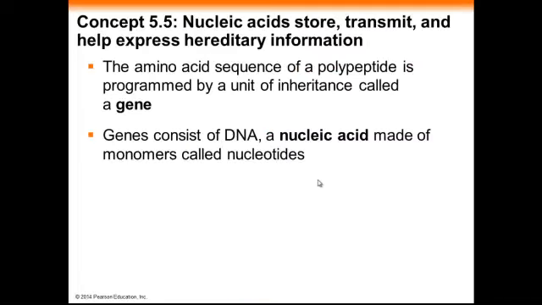The last macromolecule we'll look at is the nucleic acid. And these are really important for storing, transmitting, and expressing hereditary or genetic information. And as we mentioned earlier, the amino acid sequence of a polypeptide is determined by the unit of inheritance, which is called the gene. And a gene is made up of nucleic acids, primarily DNA, or deoxyribonucleic acid, which is one of the nucleic acids we'll look at. The monomers of the nucleic acids are called nucleotides.